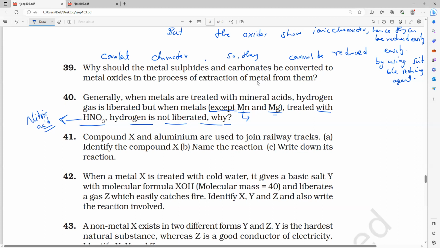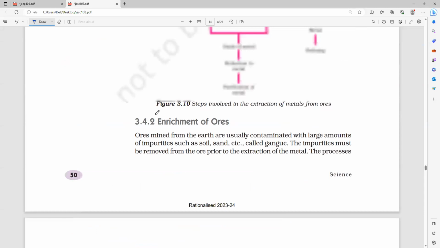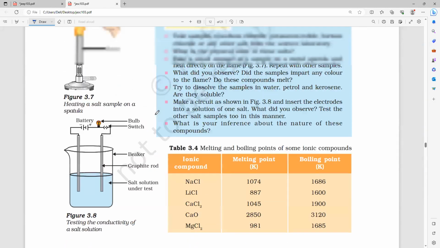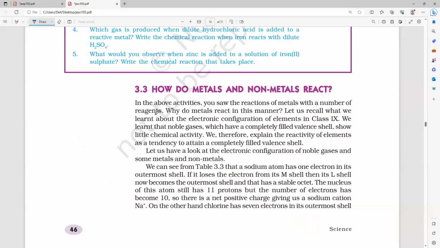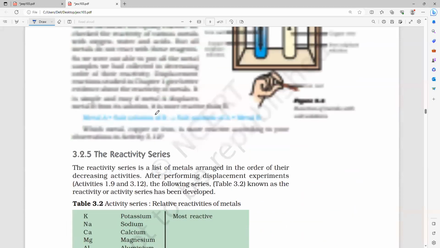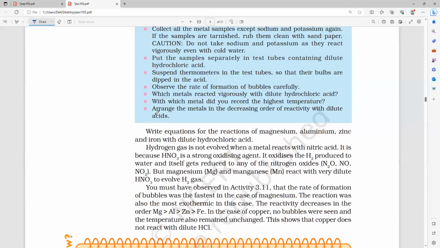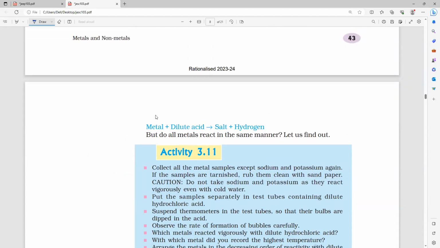Nitric acid. Yesterday also we studied: basically, any metal will react with the acid. Reaction of metals with acids. What will they form? They will form salt and hydrogen gas. Am I right or wrong? Along with the respective salt, they will form hydrogen gas. So that is the standardized equation: any metal reacting with acid forms the respective salt plus hydrogen gas.